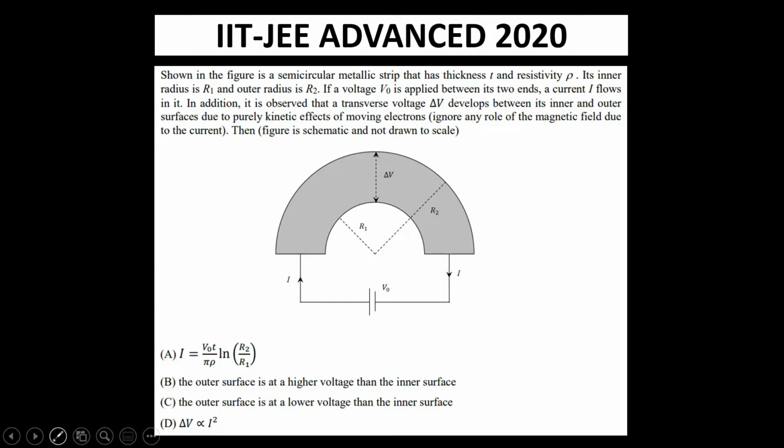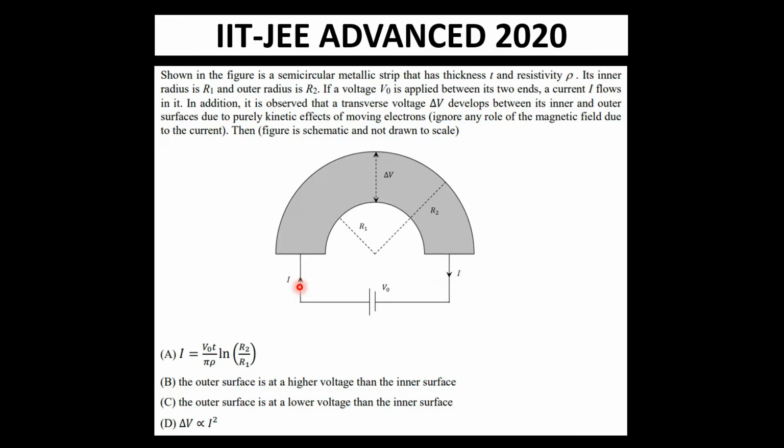Let's see this question from IIT-JEE Advanced 2020. Shown in the figure, there is a semicircular metallic strip that has a thickness T and resistivity rho. Inner radius is R1 and outer radius is R2. Voltage V0 is applied between its ends and a current I flows in it.